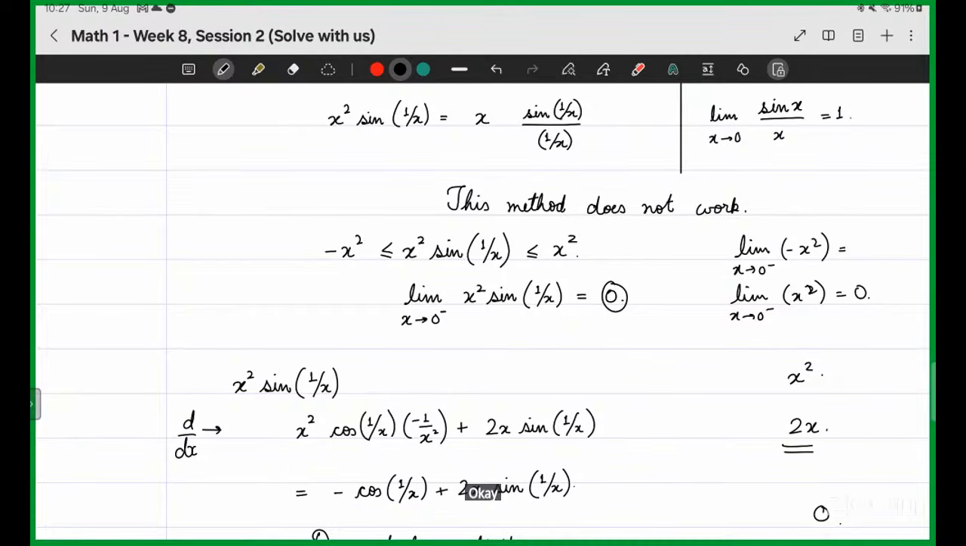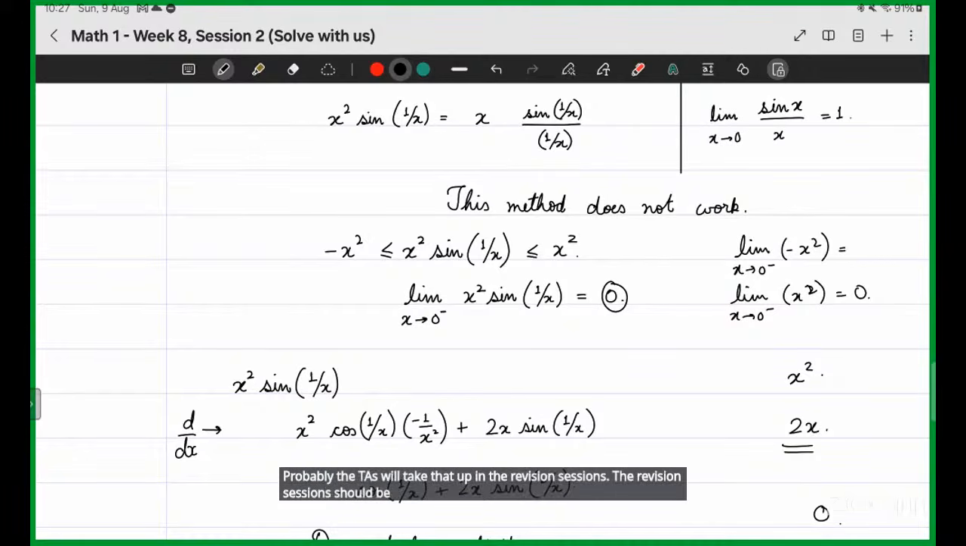Okay, sir. The only way to get better at it is solving more and more problems, and hopefully the set of problems that we have given you will train you well enough. Sir, when will we do the PYQ? Probably the TAs will take that up in the revision sessions. The revision sessions should be scheduled in the next week.